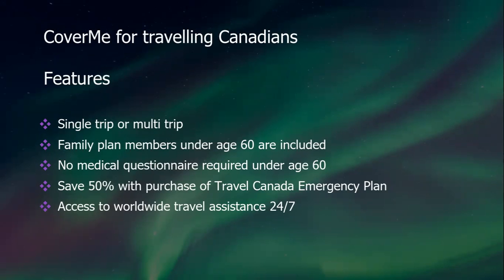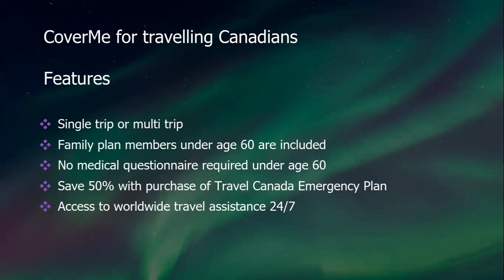There are 2 types of coverage for CoverMe for traveling Canadians: single trip or multi-trip, where a traveler can have coverage for unlimited trips during a specific time frame. So 4 days, 10 days, 18, 30, or 60 days. You can have unlimited coverage for that specific timeline under the multi-trip plan.